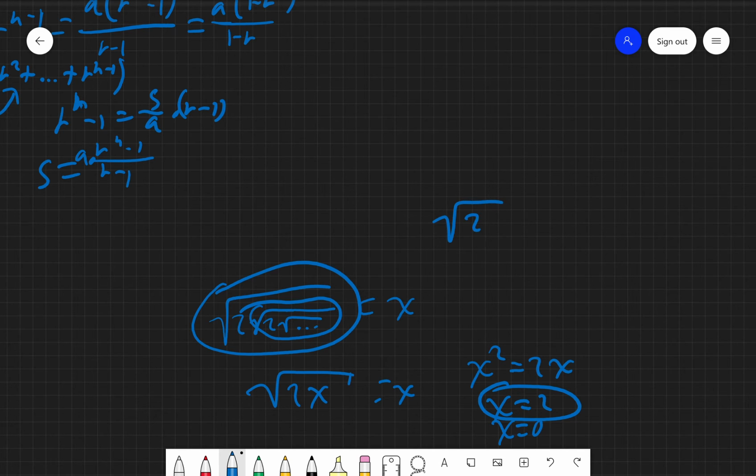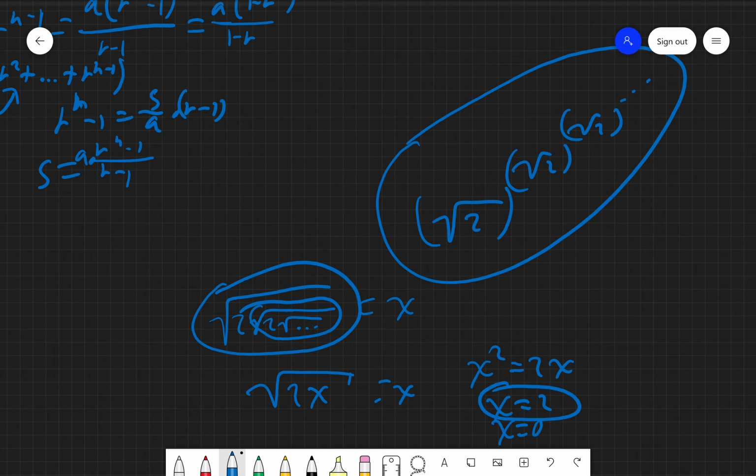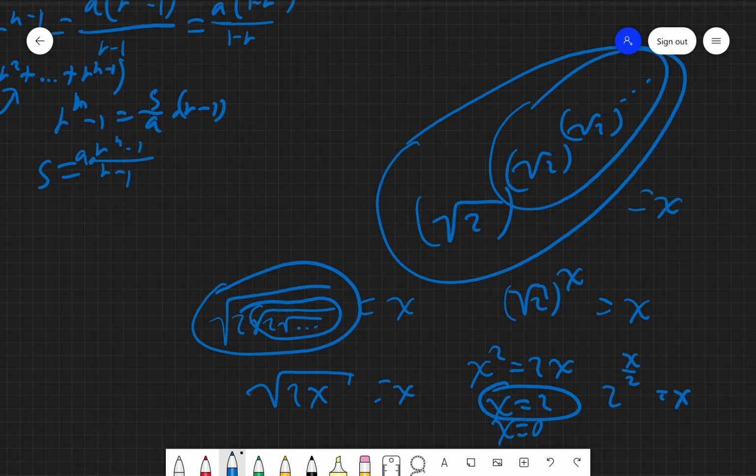What if you had the square root of 2 to the square root of 2 to the square root of 2? That one seems a little harder, right? What are you going to do about it? Remember, this thing is the same as this thing, because they both go on for infinity. So let's say that's equal to x. You have the square root of 2 to the x equals x. So you have 2 to the x over 2 equals x. So we have log base 2, if you know logs, right? Log base 2 of x equals x over 2.